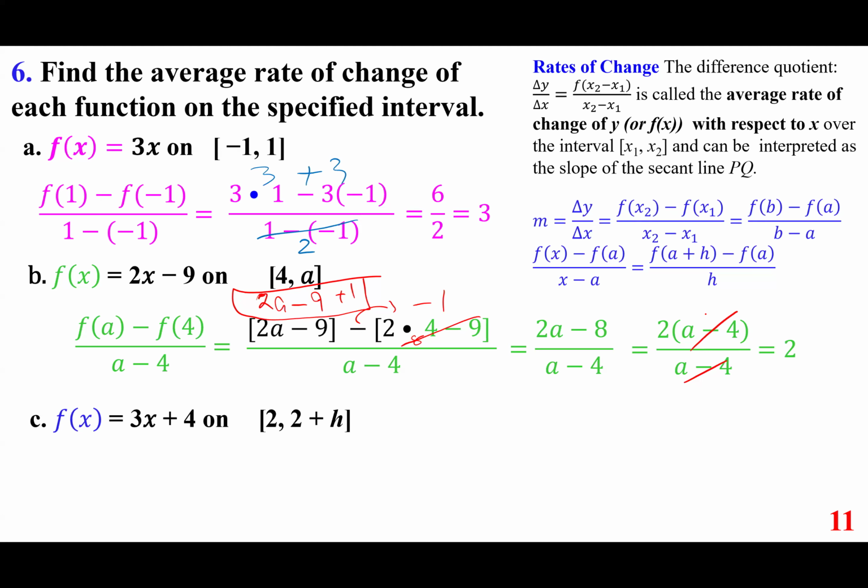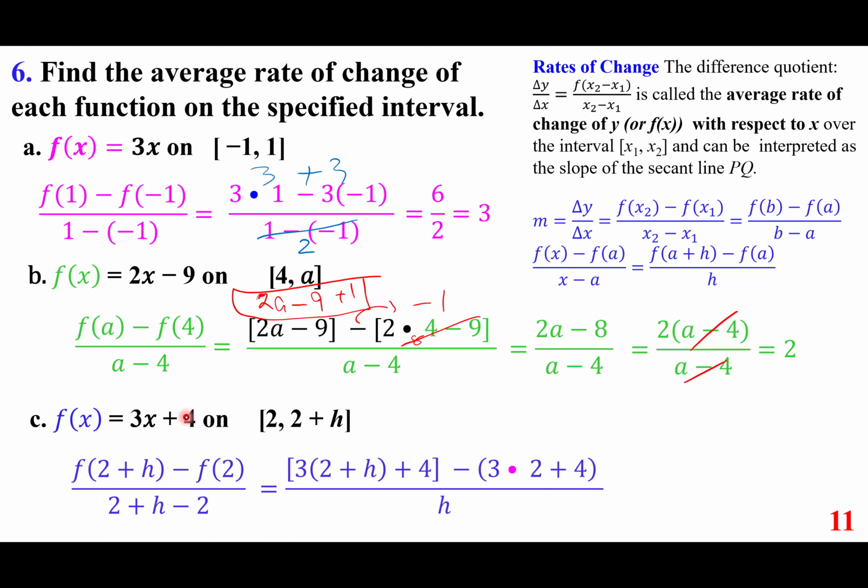f of x is 3x plus 4 on the interval 2 comma 2 plus h. So f of 2 plus h minus f of 2 over 2 plus h minus 2. Of course, the denominator becomes simply h. f of 2 plus h is 3 times 2 plus h plus 4, minus f of 2, which is 3 times 2 plus 4.